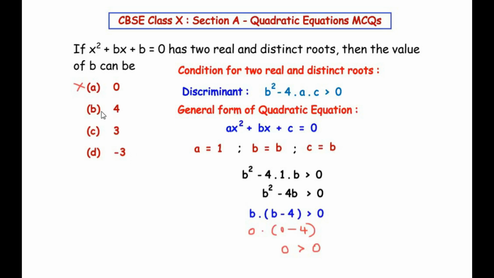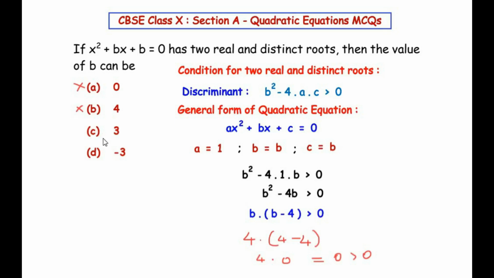Now let us check what happens if we take the value of b as 4. So here we are going to write 4 times, now 4 minus 4. Now let us see if it is going to be greater than 0. So we get here 4 times, now 4 minus 4 is 0 and 4 times 0 is 0 itself. So we cannot again write 0 is greater than 0. So our option B is also incorrect. The value of b cannot be 4.